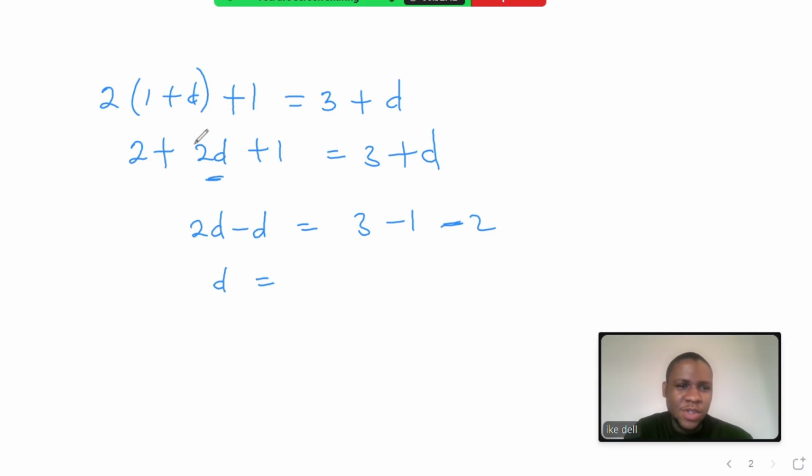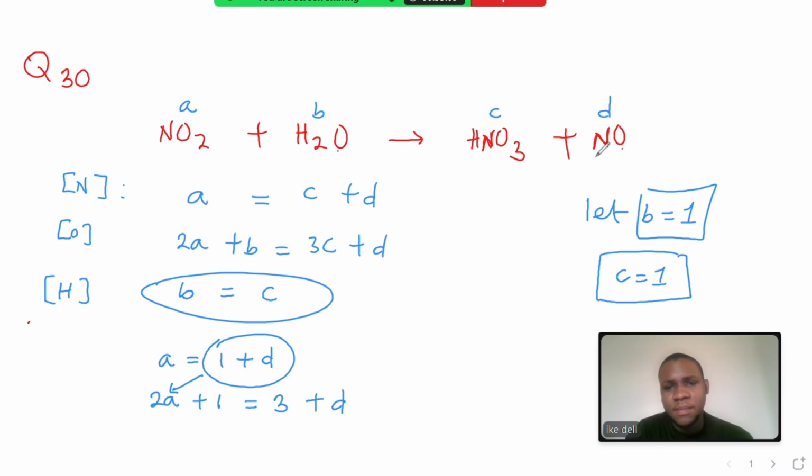Let's check it again. 2 plus 2D plus 1 equals 3 plus D, okay? So 2D minus D equals 3 minus 1 minus 2, okay? So this means that D becomes 3 minus 3, which is giving us 0. And now this is looking funny, so something might be wrong somewhere. Because D should not be 0, should it?